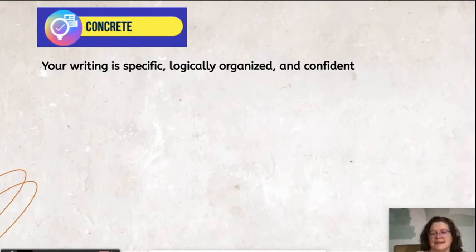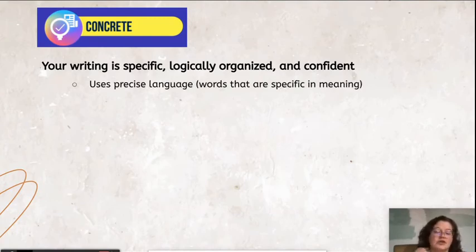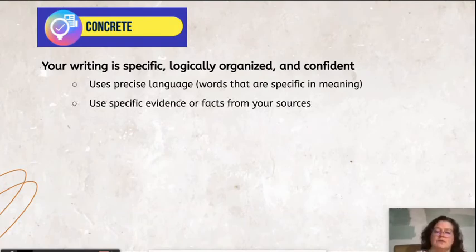So the next C is concrete. You're writing specific, logically organized, and confident. So you need to demonstrate that you really know what you're talking about. And the best way to do that is to make sure that you're using precise language. This is words that are specific in their meaning. Don't be wishy-washy. Use specific evidence or facts from your sources.